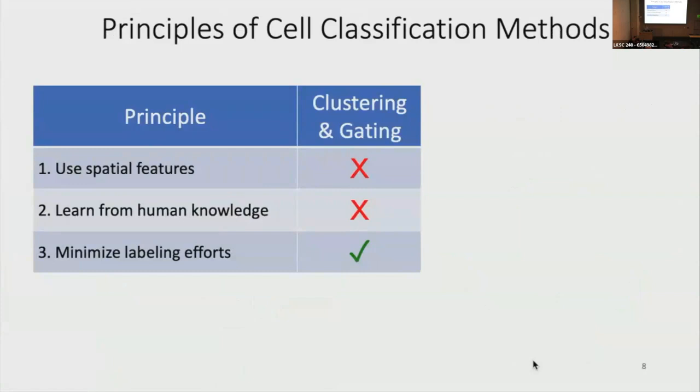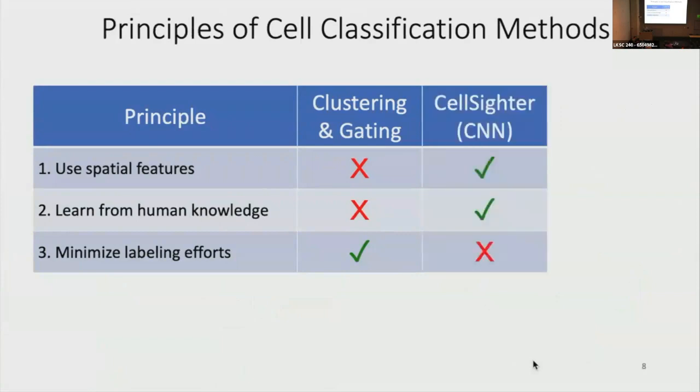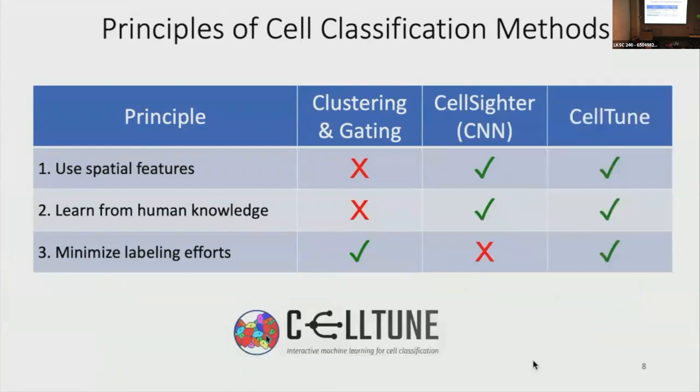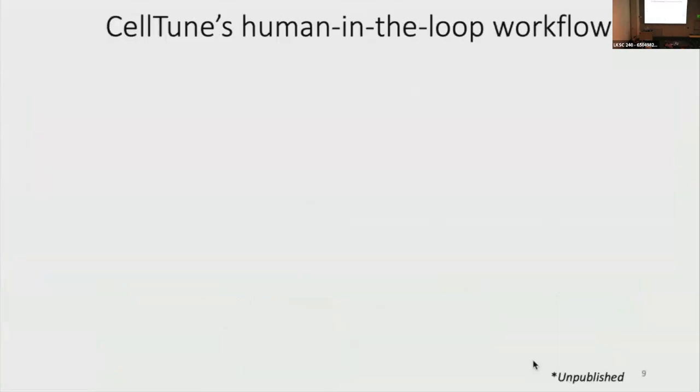And the principles that guided us is to use those spatial features to learn from human knowledge and be able to input human knowledge into this and to minimize our labeling efforts. So clustering and gating doesn't do the first two, but minimizes the labeling efforts. The CNN doesn't minimize the labeling efforts. And hopefully I'll show that this does all three.